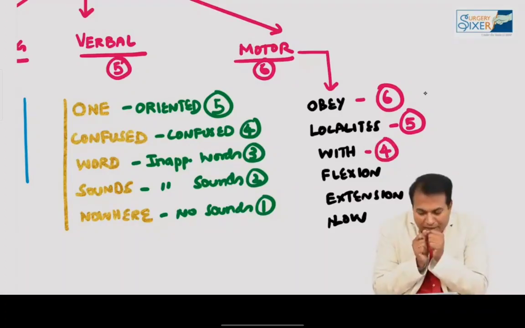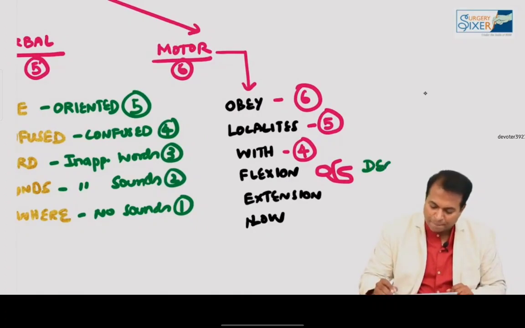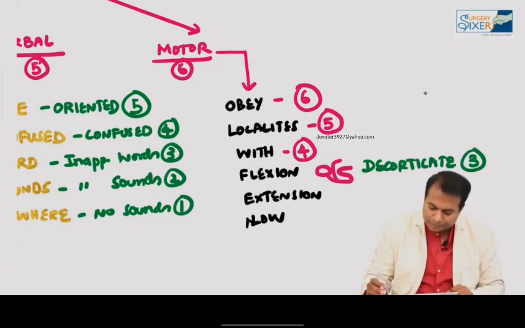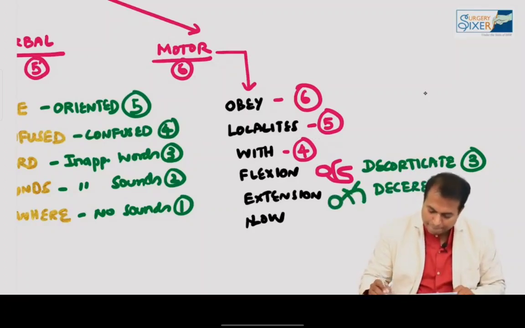He is lying in a flexion deformity like this. That is known as what? Flexion deformity is known as decorticate rigidity. That is given 3 points. Extension rigidity is lying like this. Decerebrate rigidity. That is 2 points.